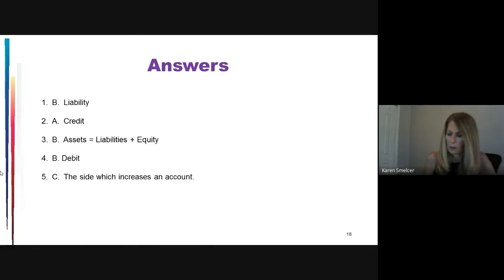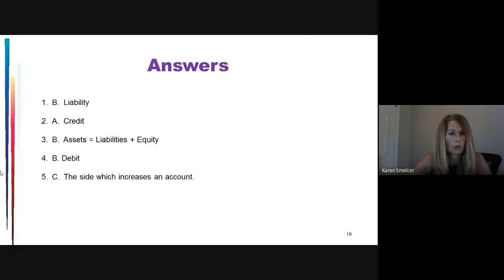Here are our answers. So the first one, accounts payable is a liability account. So hopefully you chose B. The second one, a revenue account is increased with a credit. And I pointed that out in that one example we had, because that's a commonly missed transaction. The third one, the basic accounting equation is just assets equals liabilities plus equity.